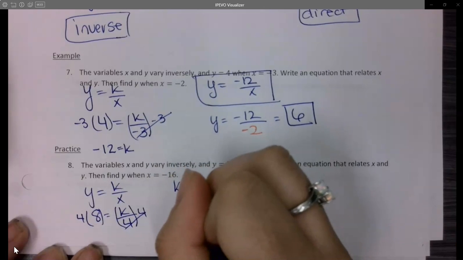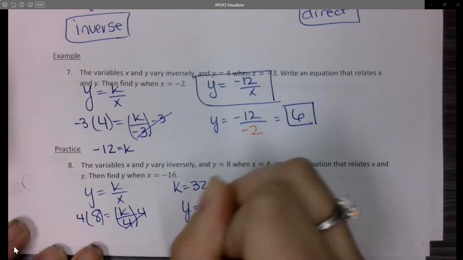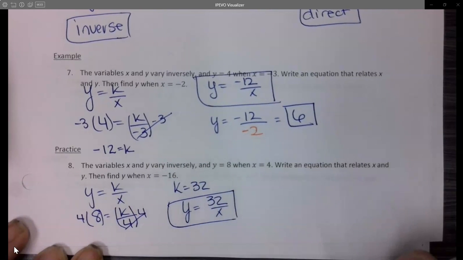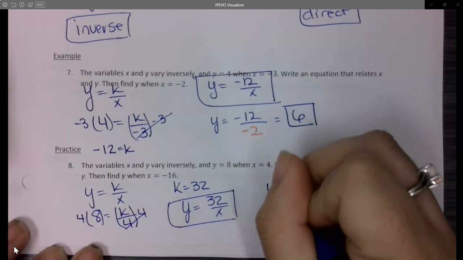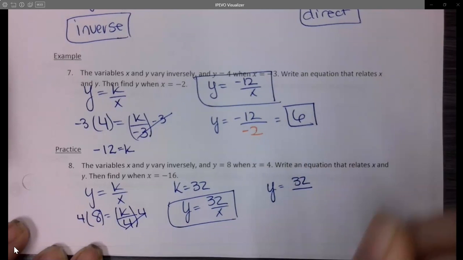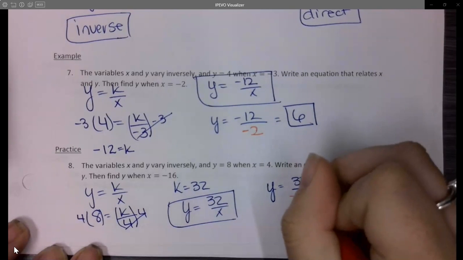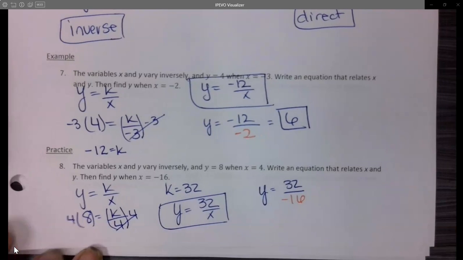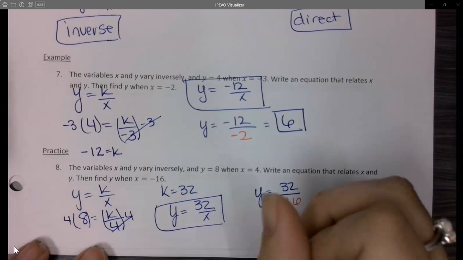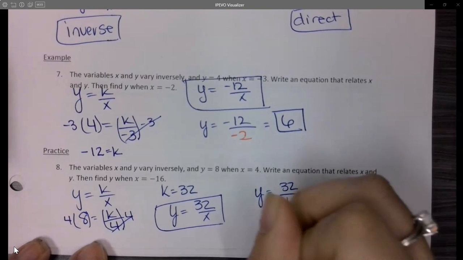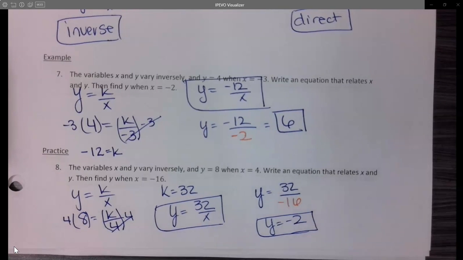So then I plug back into the equation. And that's my equation. Then I need to figure it out when x equals negative 16. Questions here?